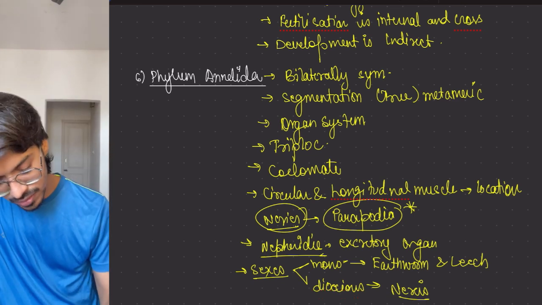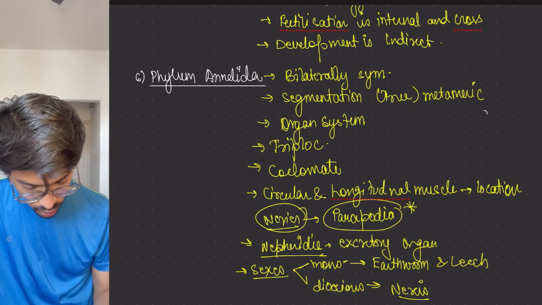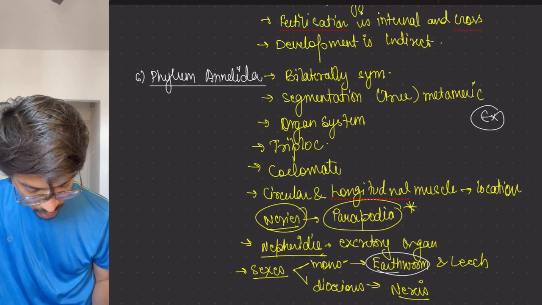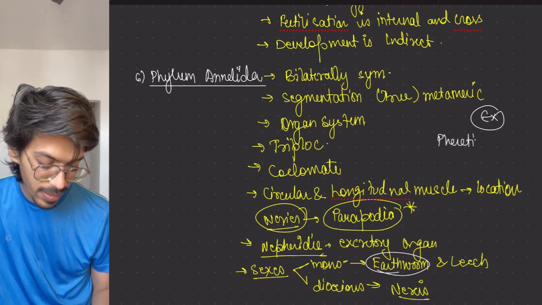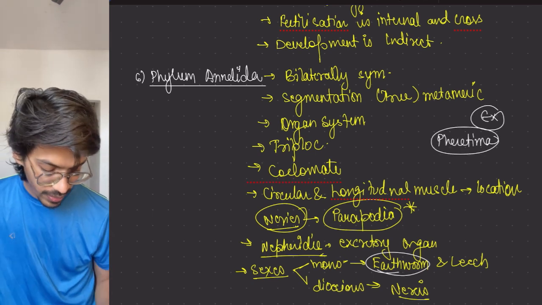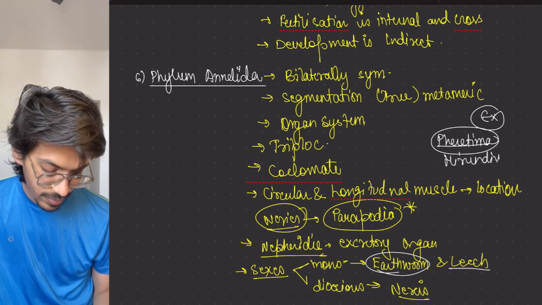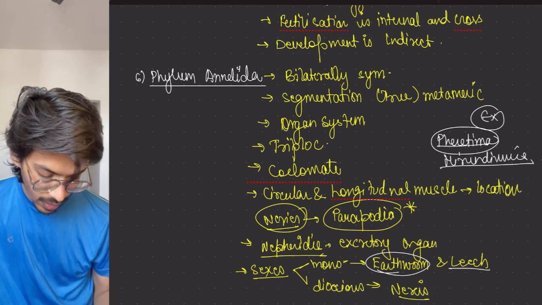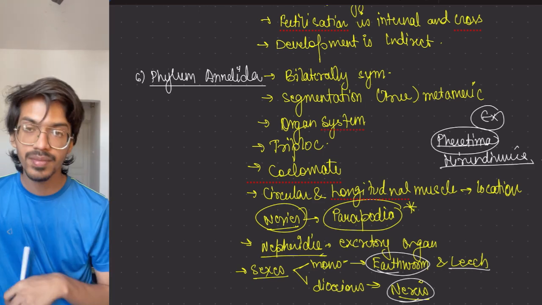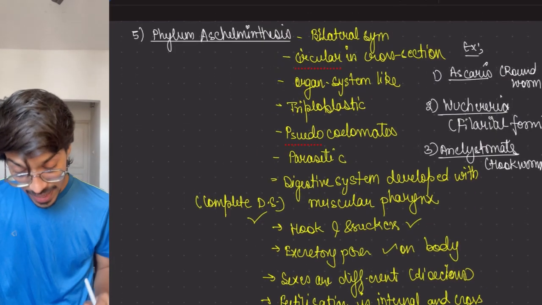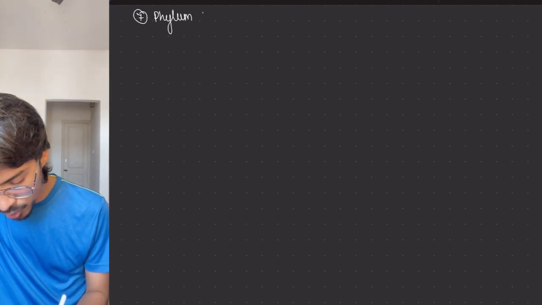Now the examples. We have already completed the examples. We have earthworm, also called Pheretima. Then leech, called Hirudinaria. Then comes Nereis. That's it. Moving on to the next phylum, the 7th one, the phylum Arthropoda.